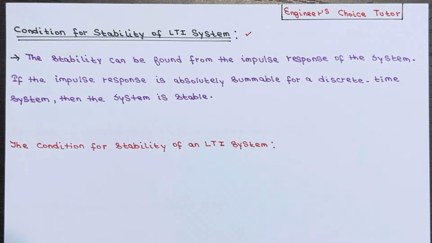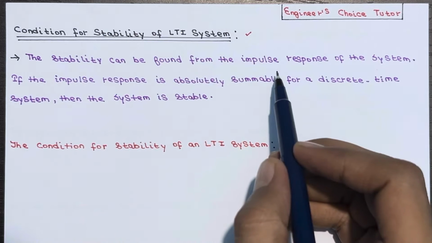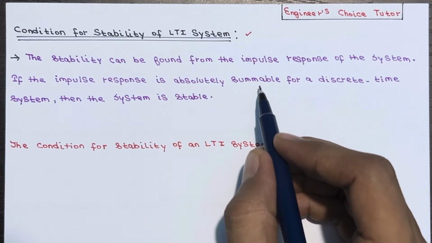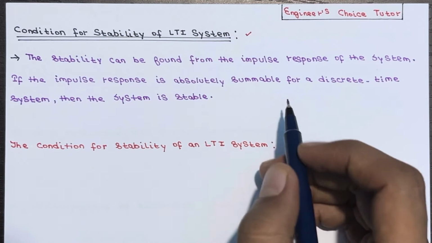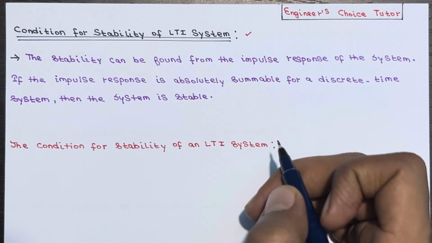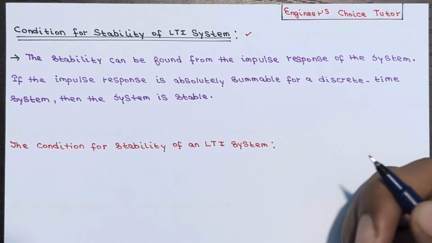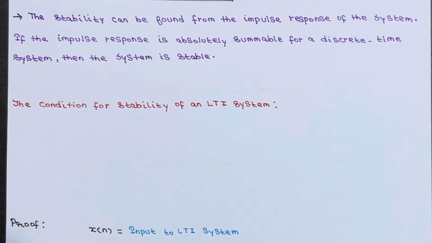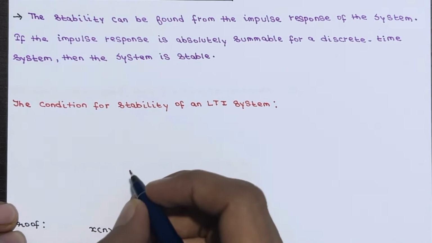The condition for BIBO stability can be transformed to a condition on the impulse response, and that condition for stability of an LTI system we are going to discuss. The stability can be found from the impulse response of the system. If the impulse response is absolutely summable for a discrete time system, then the system is stable. Now let's check the condition for stability of an LTI system.